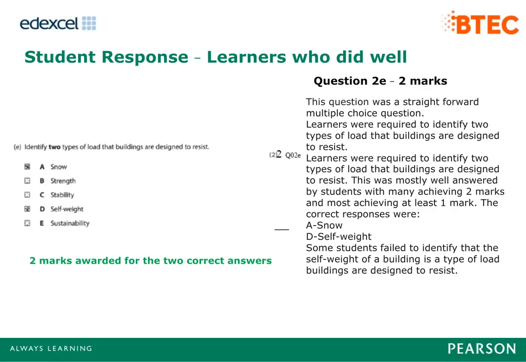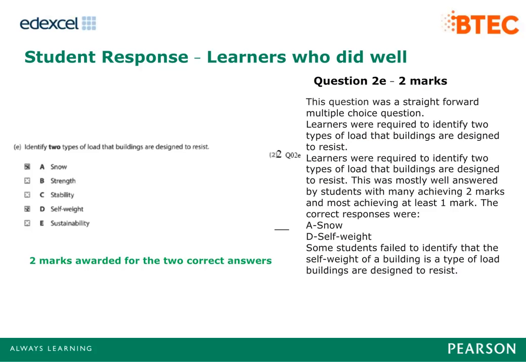Question 2E was a straightforward multiple-choice question. Learners were required to identify 2 types of load that buildings are designed to resist. This was mostly well answered by students, with many achieving 2 marks, and most achieving at least 1 mark.